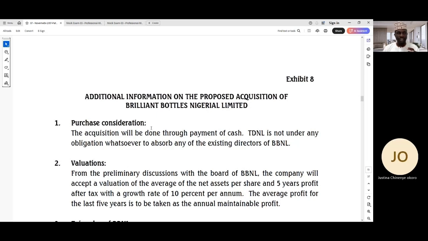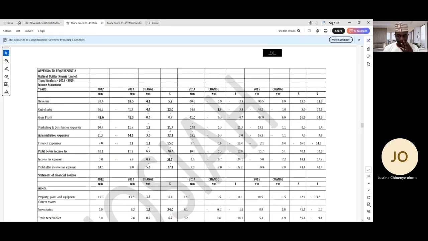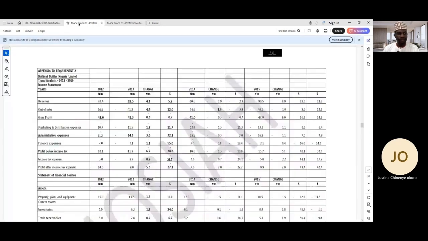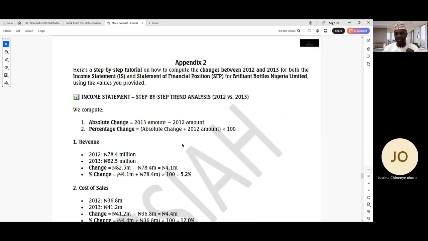Okay, so we're speaking to requirement 2, and we said the requirement was very pepperish. Having looked at the requirement, we're asked to do a due diligence. After the due diligence, we still need to look at the trend analysis of BBNL. In speaking to the step-by-step trend, it is the same thing we do.